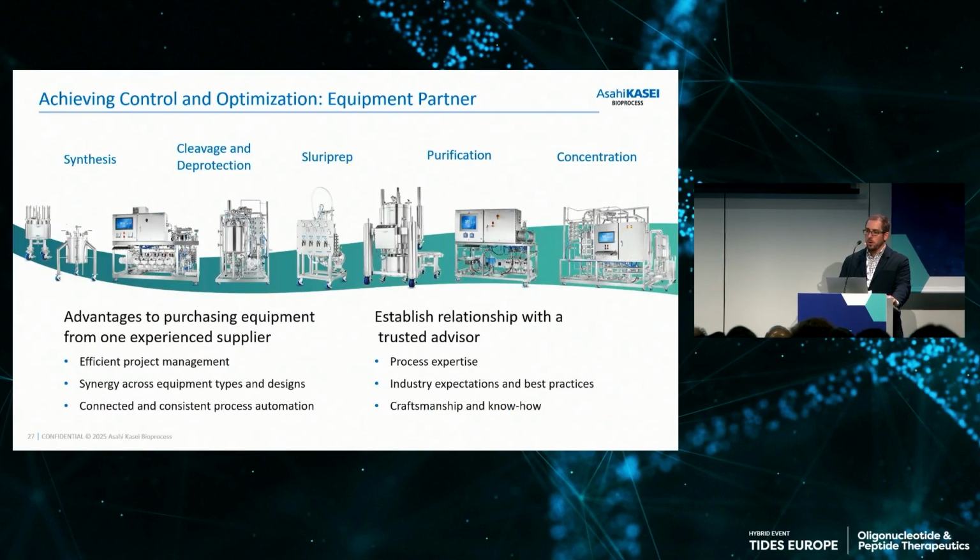And then one last thing I'll mention is having an expert equipment partner, someone who knows the equipment and knows the process and can work with you to optimize what you're trying to do. And you can see on the screen here a variety of manufacturing equipment manufactured by Asahi Kasei Bioprocess, covering your process basically from start to end, except for lyophilization.